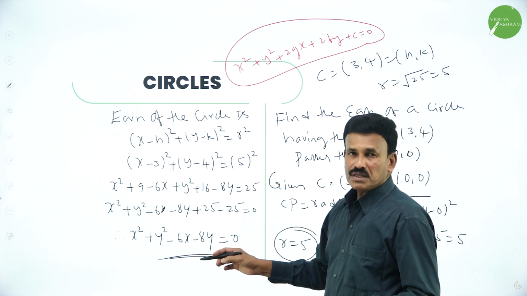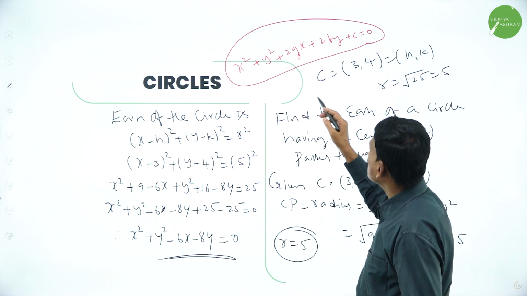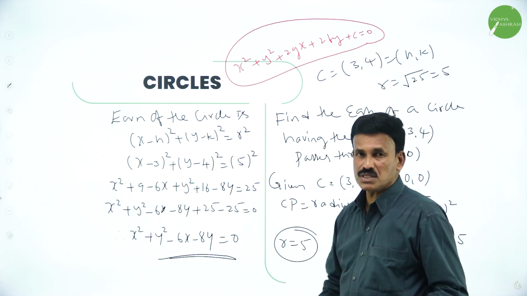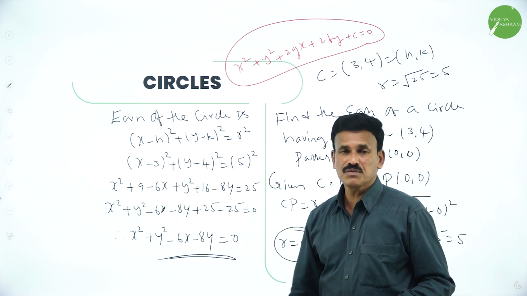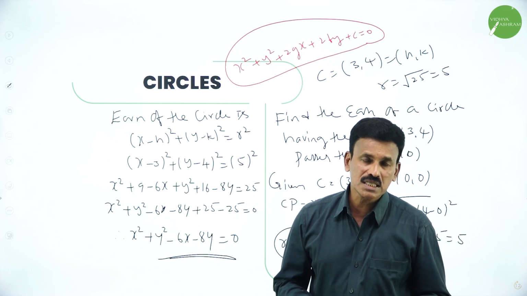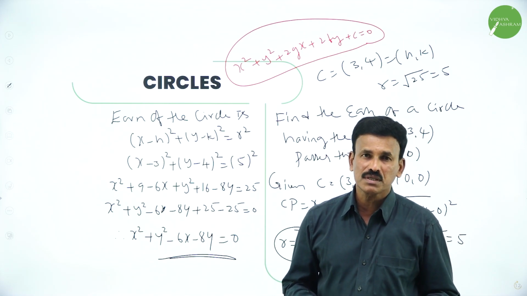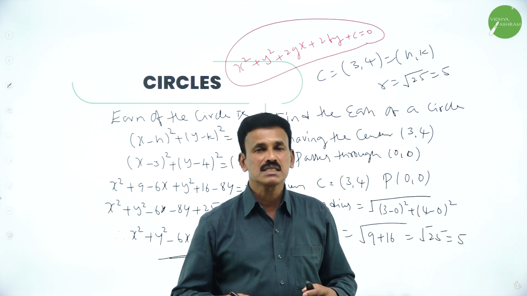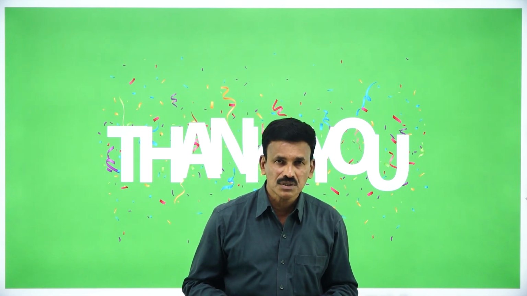So if we simplify the equation, we are going to get it in the form of x square plus y square plus 2gx plus 2fy plus c is equal to 0. This will represent the equation of a circle in the standard form whose center is (minus g, minus f) and the radius r is equal to root of g square plus f square minus c. We will discuss those problems in the next session. That's all regarding today's session. Let us discuss a few more problems in the next session. Thank you very much.